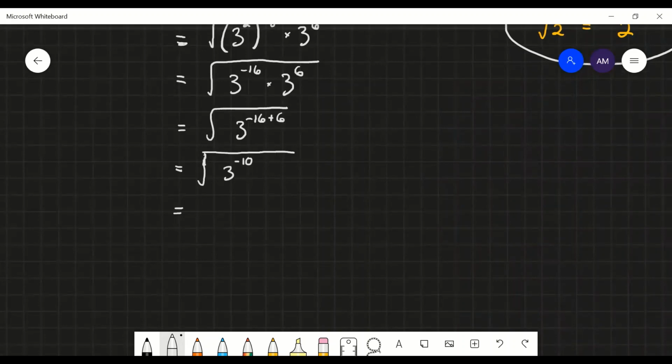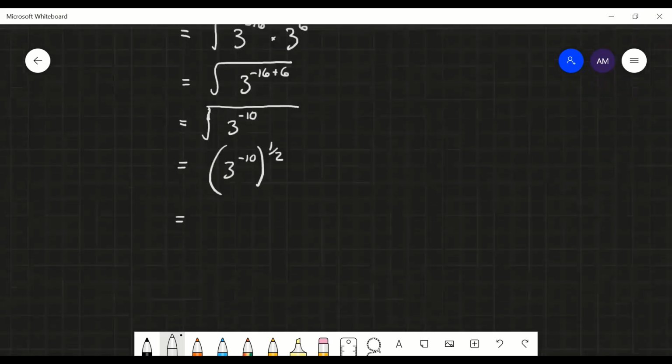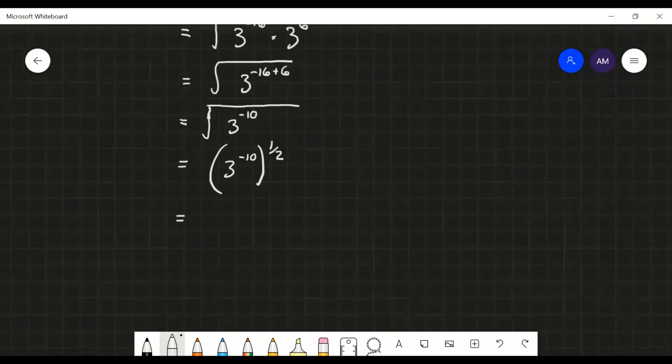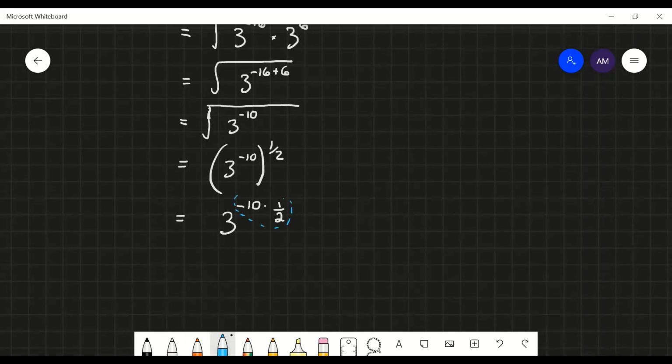3 to the negative 10, all raised to the power of 1/2. Okay, well, what is this going to make? The bracket is separating 2 exponents, so we're more or less just multiplying the 2 exponents. I'm going to make this bigger just so you can see what's happening here.